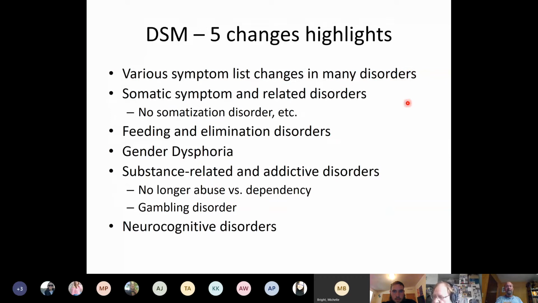Again, these are more just to give you a history. Feeding and elimination disorders, these have changed. Gender dysphoria, this is a nice societal change. In the DSM-4, it was gender identity disorder. You also remember that homosexuality was a disorder in DSM-2.